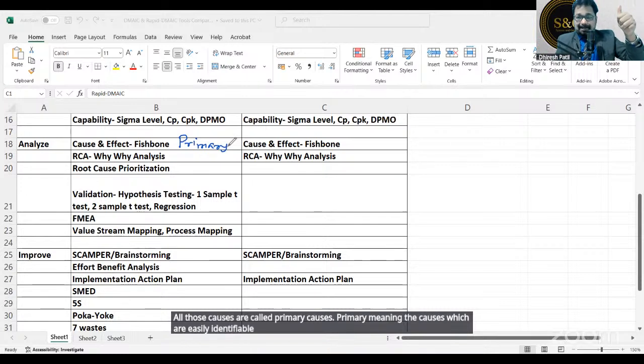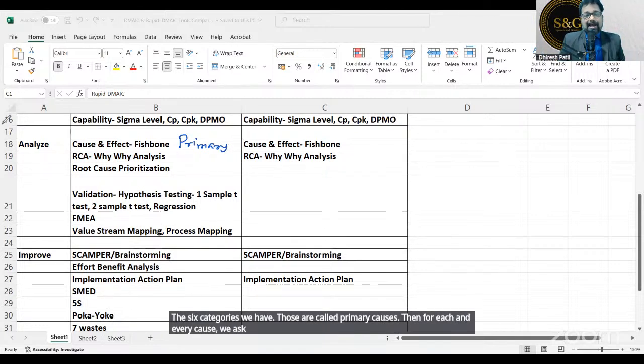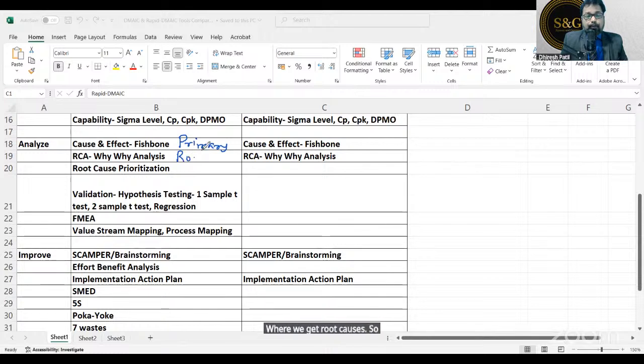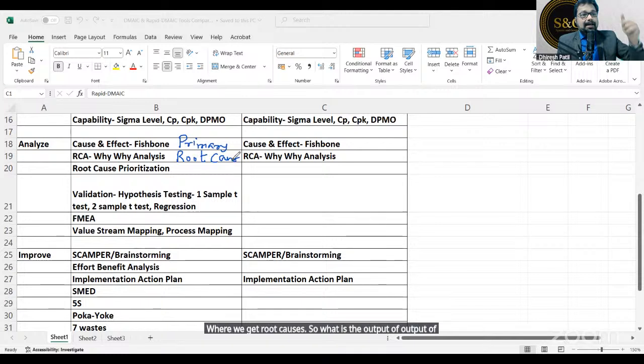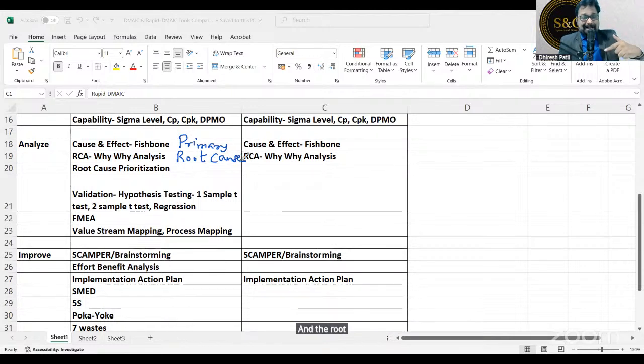6 M's, exactly. The 6 categories we have. Those are called primary causes. Then for each and every cause, we ask the question why. That is called root cause analysis, RCA, where we get root causes. So what is the output of why analysis? The root causes. So we get primary causes in the fishbone and the root causes in the RCA, root cause analysis.